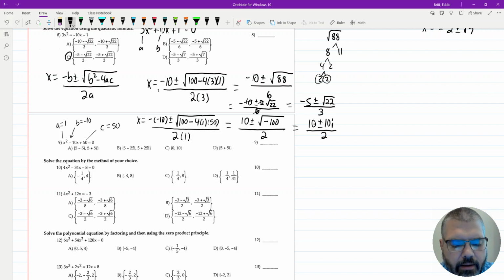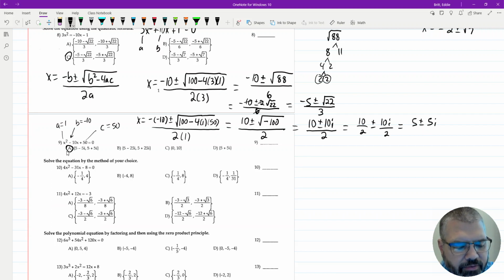Now, either split it up first and then simplify each term. That's normally how I would work this. Or you could just divide 2, 10, and 10 by 2. But I like to split it up. I'm going to go ahead and split this up and then simplify. So when I do that, I'll have 5 plus or minus 5i. And that's 2 answers. That's 5 minus 5i and 5 plus 5i. Alright, so that is A.